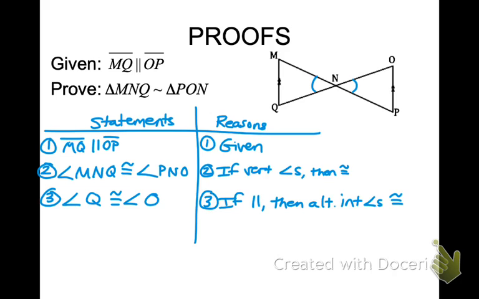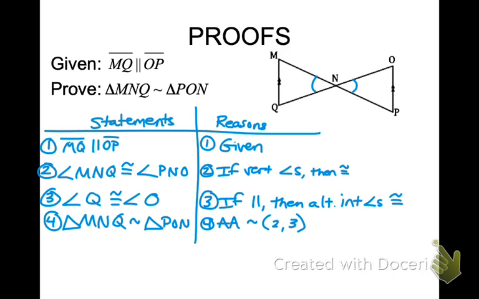Am I done? Do I have enough evidence to show similarity? Yep. So line 4, rewrite your prove line. Triangle MNQ is similar to triangle PON because of angle similarity. First sets of angles come from 2. Second one is from line 3. Not too crazy, huh?